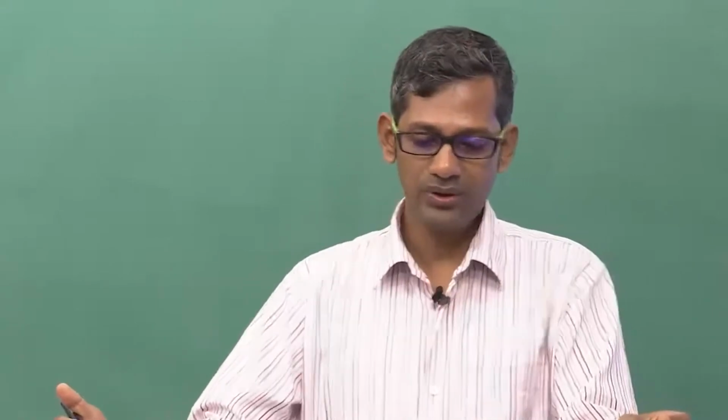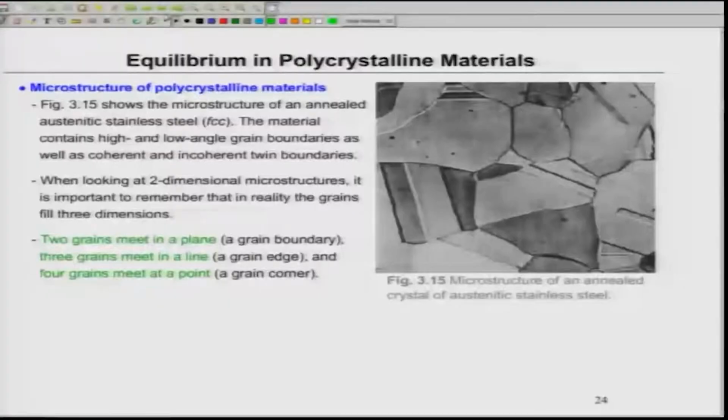So it shows austenitic stainless steel on the right side. You see, what do you see here? You see it contains low angle grain boundaries, high angle grain boundaries, as well as twin boundaries. You see, these are the twins. Okay. So in case of stainless steel, there are many twins. So therefore, you have all kinds of boundaries.